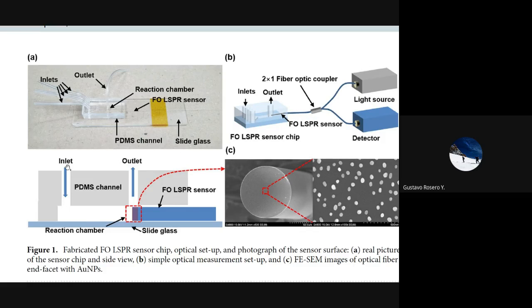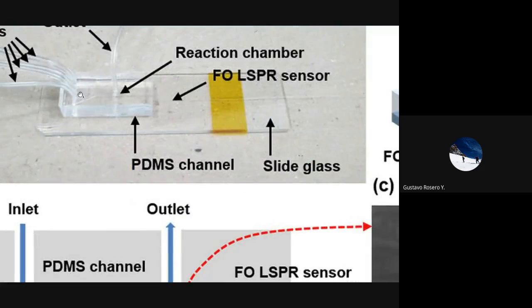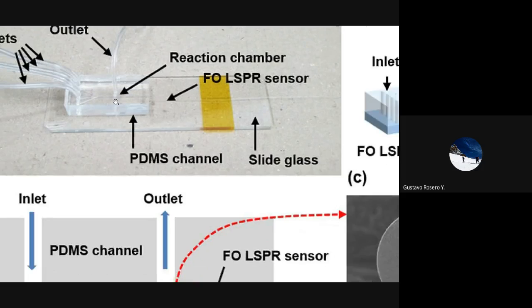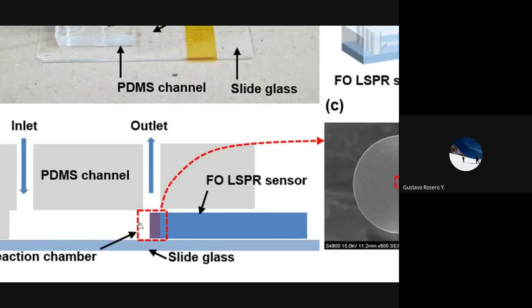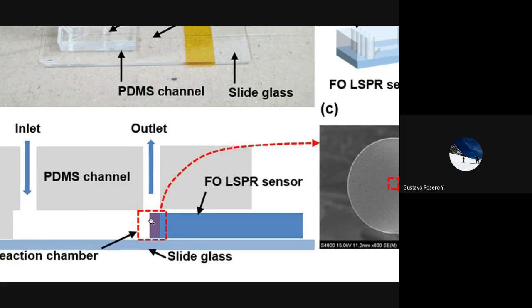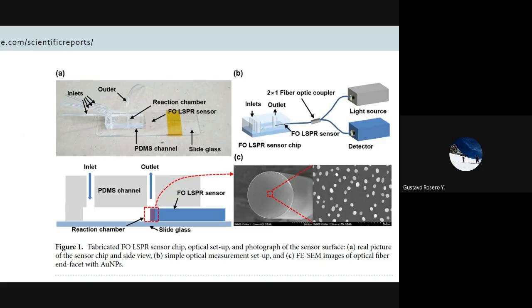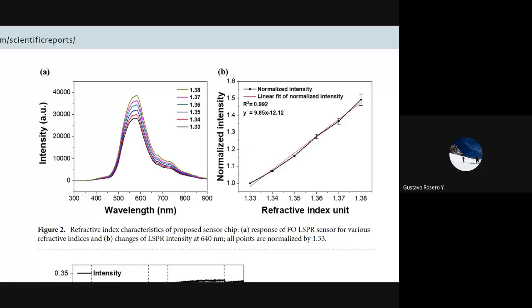The microfluidic device is very simple. It has various channels, one position for the reaction chamber, and then the outlet. And at the end of this, they have the sensor, as I told you, and this sensor has the ability to detect the nanoparticles that are attached to this thyroglobulin. Okay, we will see the experiments.